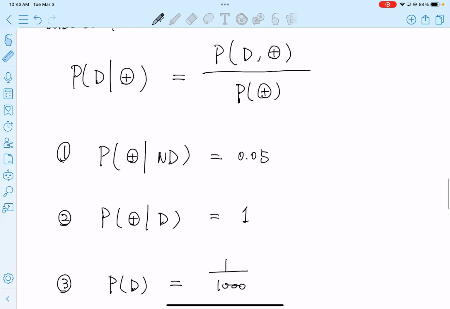Are we able to obtain the right-hand side? A question: for the joint probabilities in general, does it matter what order you put them in? Oh, sorry, can you say it again? For the joint probabilities on the right side, does it matter which order you put them in, disease or positive? It doesn't matter.